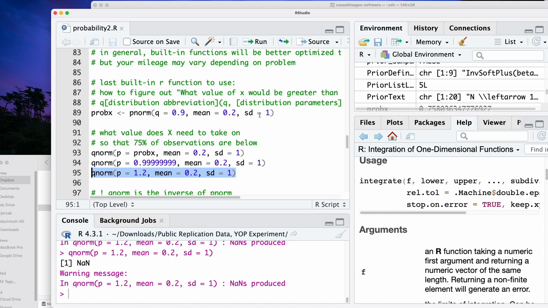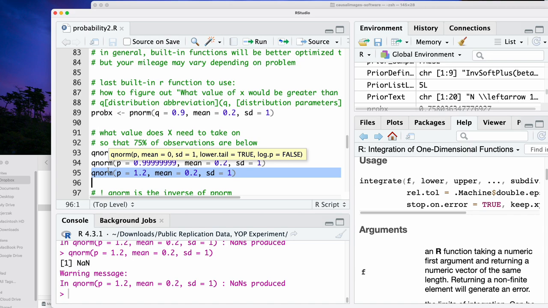So if you were going to ask yourself what value X needs to take on to be below that, it's not well defined, because probabilities have to be bounded between 0 and 1. Because of that fact, the quantile distribution function is only defined between 0 and 1 too. The input to this function has to be between 0 and 1. So when we give it something outside of those domains, it doesn't know what to do.